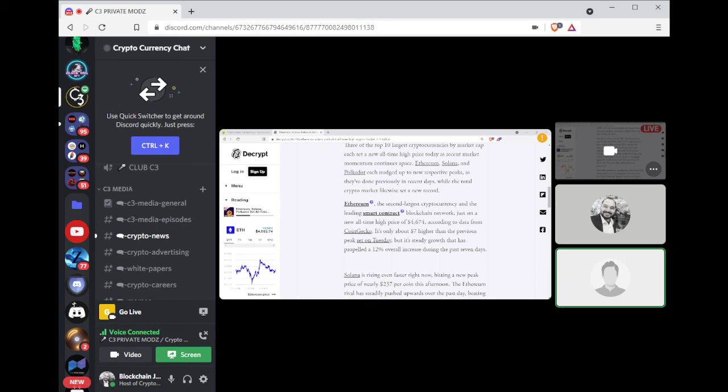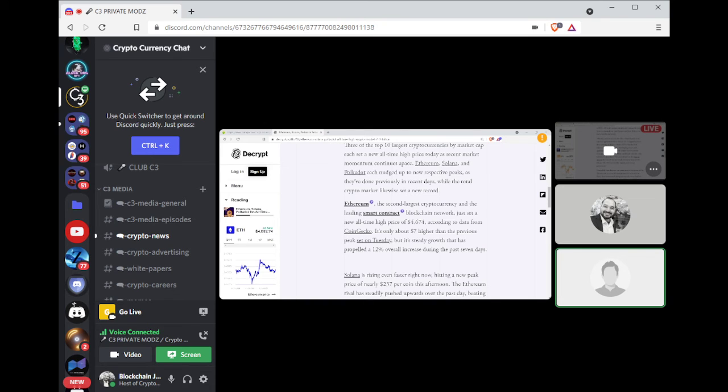Ethereum, the second largest cryptocurrency, as if we didn't know, and the leading smart contract blockchain network, just set a new all-time high price of, actually it's higher than that, but 46.74, according to data from CoinGecko. It's only about $7 higher than the previous peak set on Tuesday, but its steady growth has propelled a 12% overall increase during the past 7 days. Solana is rising even faster right now, hitting a new peak of nearly $237 per coin this afternoon.